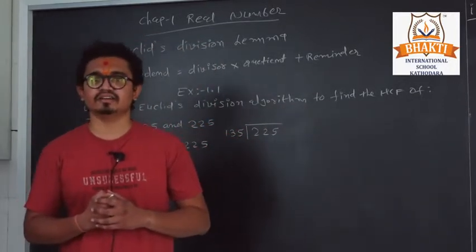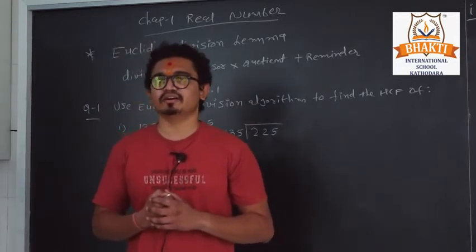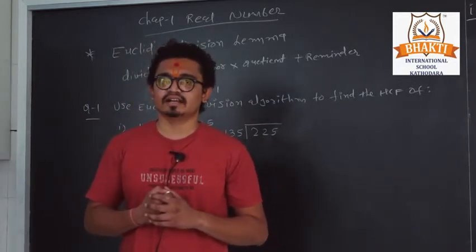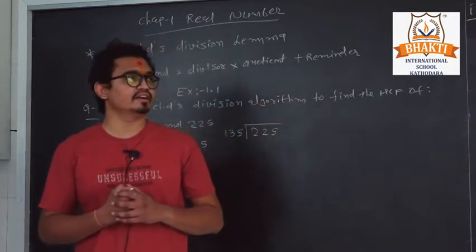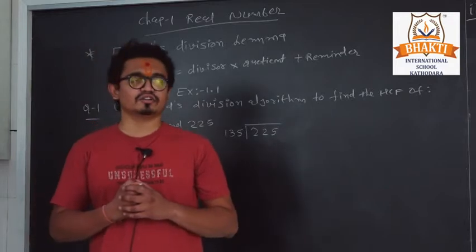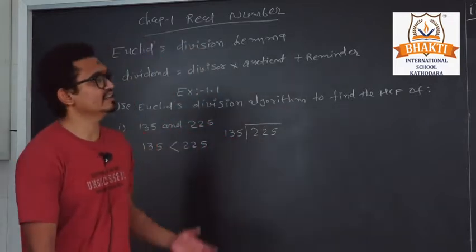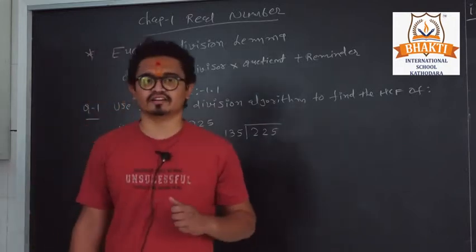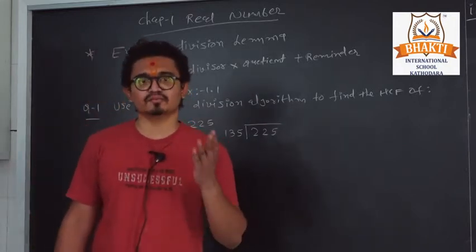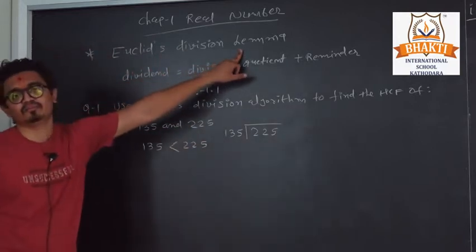Last time we discussed the Euclid division lemma. In Euclid's division lemma we explained that it is a method found by one of the mathematicians, Euclid. We also discussed the HCF. HCF means, as you already know, the highest common factor. Today we will discuss more about Euclid's division lemma.